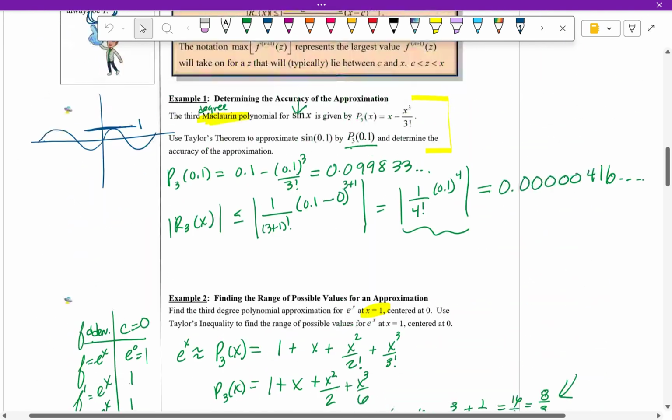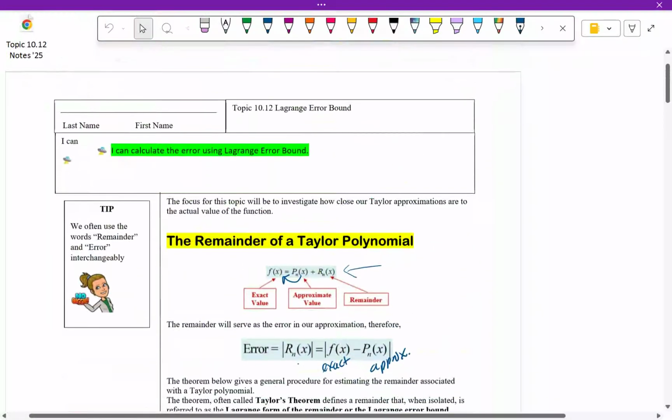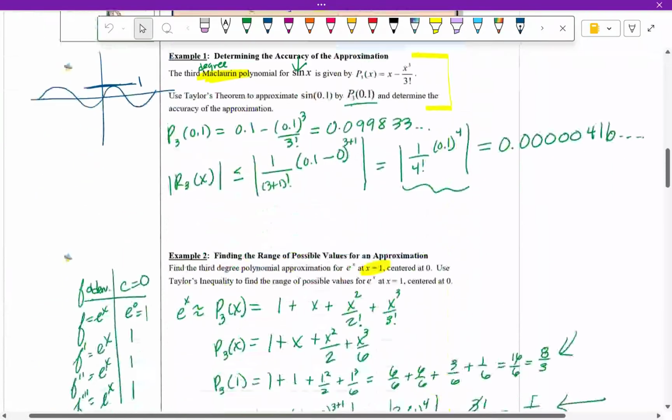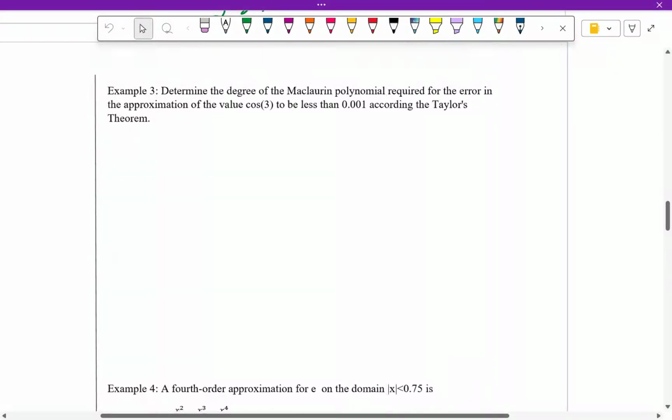Okay. So remember our goal yesterday was we talked about using this Lagrange error bound, which is also the remainder of the Taylor polynomial. So we're trying to gauge how accurate our polynomials are. All right, so in example 3, we need to determine the degree of the Maclaurin polynomial required for the error in the approximation of the value of cosine of 3 to be less than 0.001 according to Taylor's theorem.